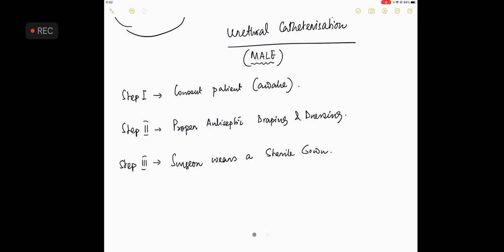Phlebotomy means you are putting a tube in a vein and taking out the blood. Yes, sir. But yes, you are putting a catheter in a vein, in a vessel, and you are taking out the blood.